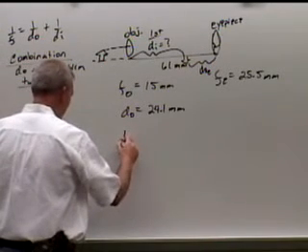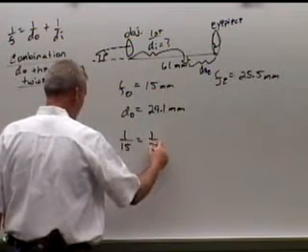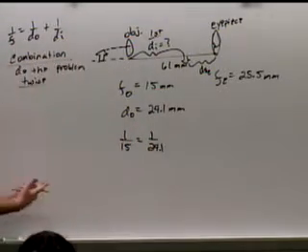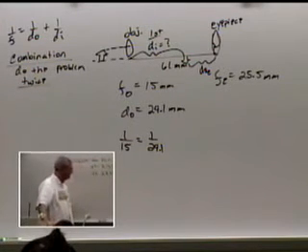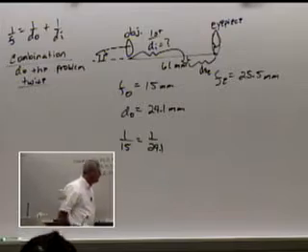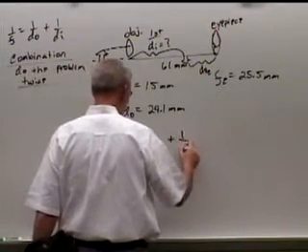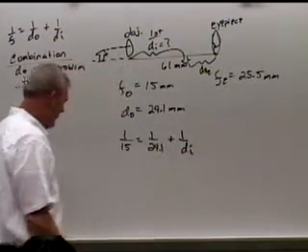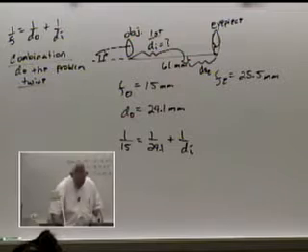We've got 1 over 15 equals 1 over 24.1 because it's positive. These are both converging lenses. By the way, they're both converging. Sorry, they're both converging lenses, so they're both positive. Plus 1 over DI. Okay? And you put that into your Bomar brain calculator.